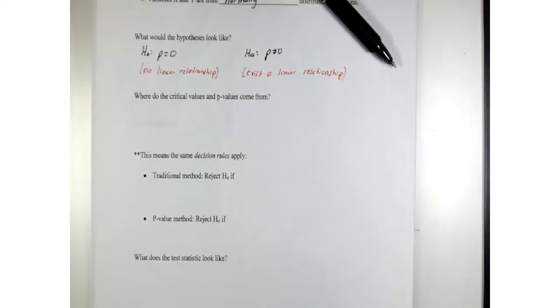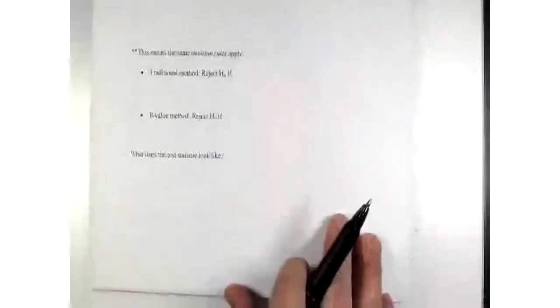So let's go through how we did it in chapters 8 and 9. Where do the critical values come from? It's just from your t-table. You use the corresponding degrees of freedom and the alpha value, and you should be able to find the critical value from that. So where do the critical values come from, and the p-values? The t-table.